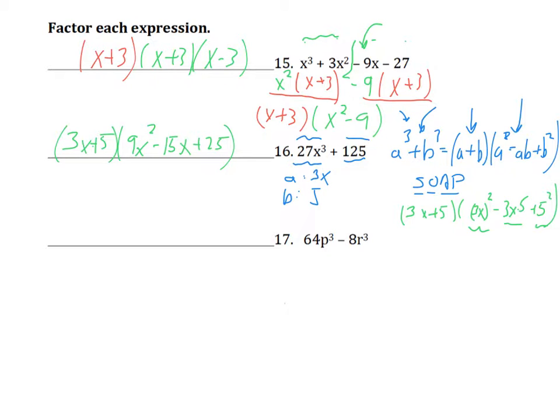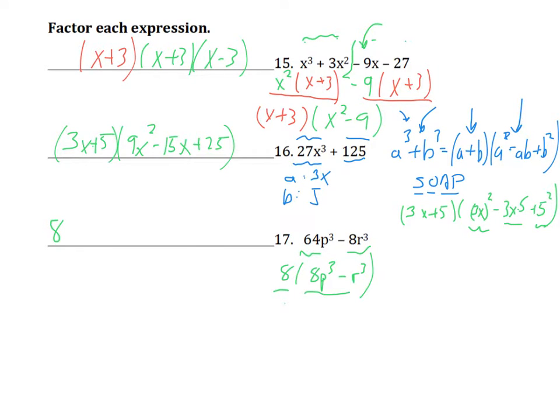On number 17, we have a difference of perfect cubes. But before we begin, I want to mention something you should always remember to do when you are factoring. Even if it's a factoring by grouping, you want to always try to find the GCF, the greatest common factor. In this case, there is one. You can factor out an 8 from both of these terms. When you do that, you get 8 times the quantity 8p to the third power minus r cubed. That 8 in the front is never going to go away. In fact, I'm just going to write it over here. That's going to be part of the solution.